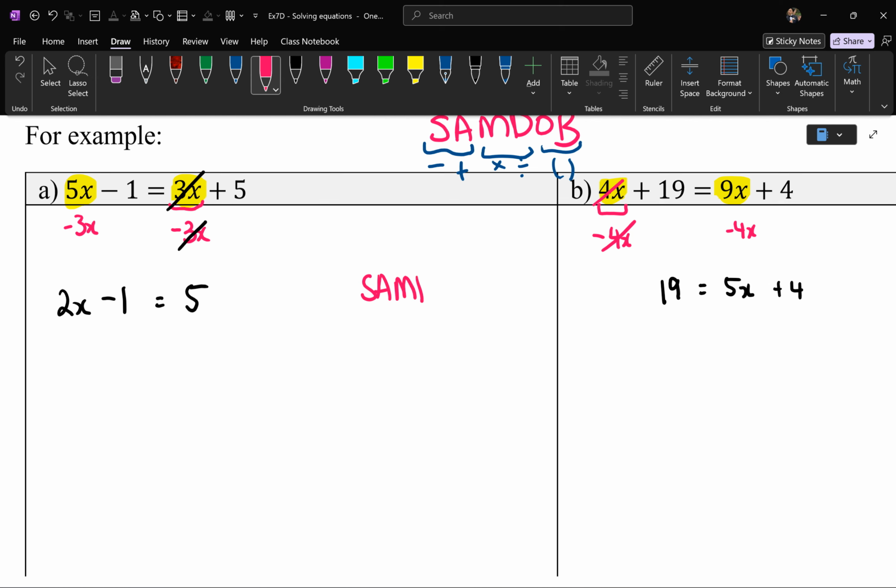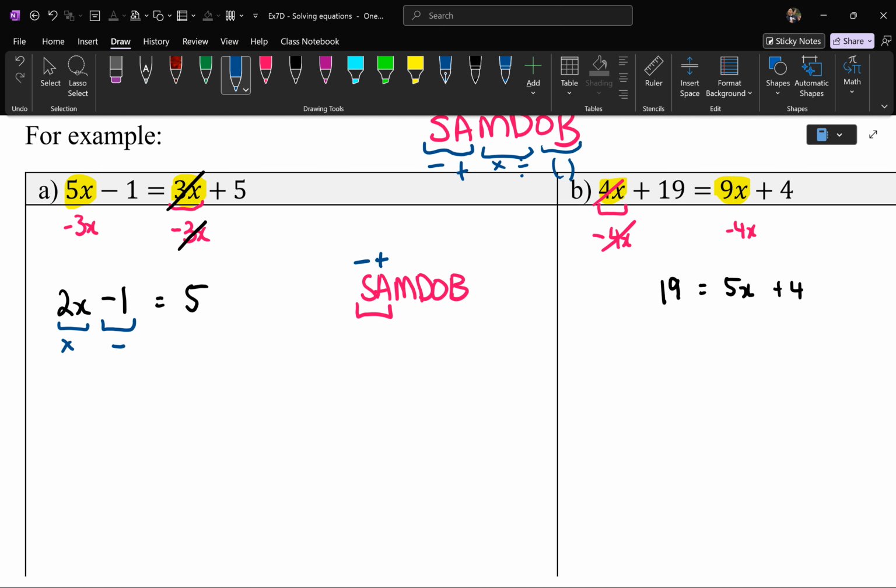SAMDOB. Get rid of any subtraction addition first. Do you see any subtraction or addition? Where? The minus 1. Very good. This minus 1 is the subtraction. That 2, what is this 2 and the x doing? Timesing. So this is a times. This is subtraction. So out of the 2, which one do I get rid of first?